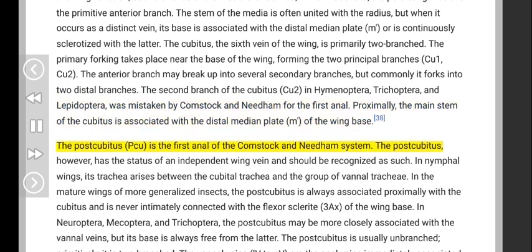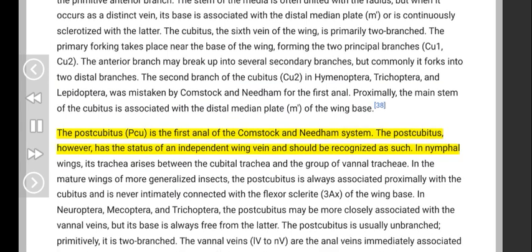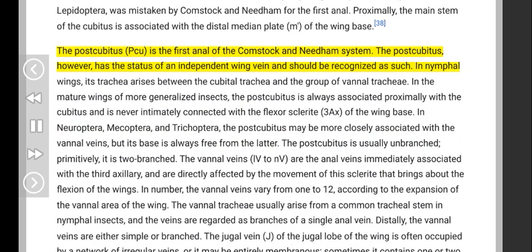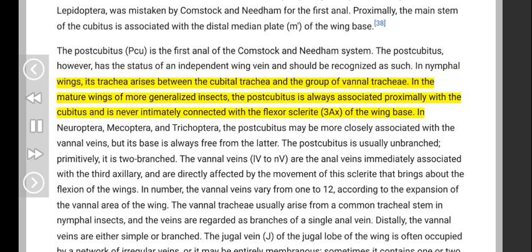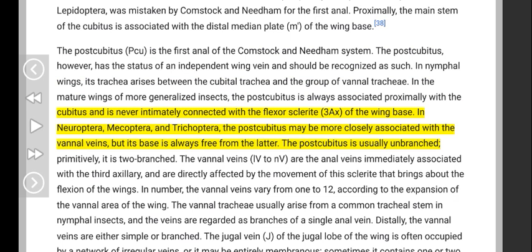The postcubitus PCu is the first anal of the Comstock and Needham system. The postcubitus, however, has the status of an independent wing vein and should be recognized as such. In nymphal wings, its trachea arises between the cubital trachea and the group of vanal tracheae. In the more generalized insects, the postcubitus is always associated proximally with the cubitus and is never intimately connected with the flexor sclerite 3-ax of the wing base. In Neuroptera, Mecoptera, and Trichoptera, the postcubitus may be more closely associated with the vanal veins, but its base is always free from the latter. The postcubitus is usually unbranched.